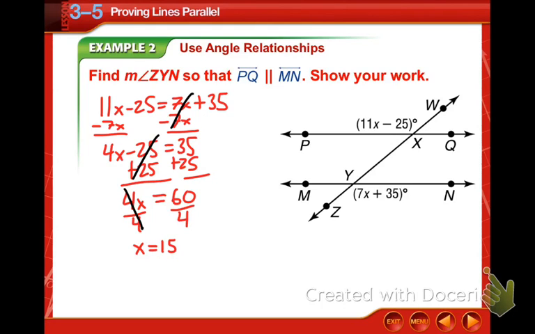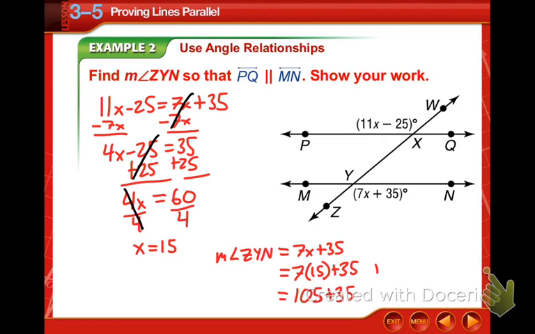Now we need to take that and plug it into either expression. It doesn't matter which one because we know they're congruent. So that means that the measure of angle ZYN, we'll just use the one that it is, 7x plus 35. So we're just adding and not subtracting. And that means we're doing 7 times 15 plus 35. 7 times 15 comes out to be 105 plus 35. So the measure of angle ZYN is equal to 140.